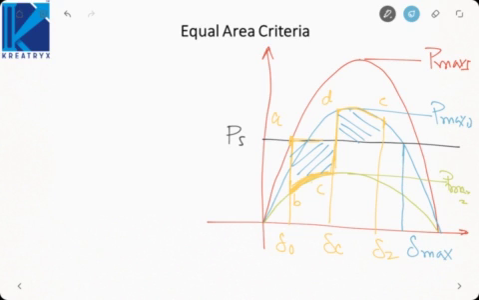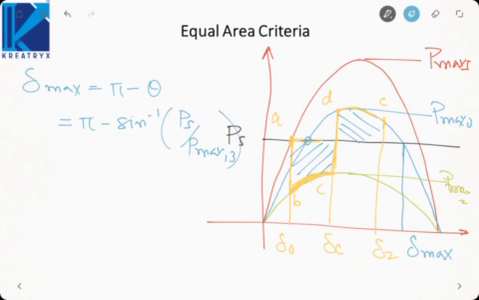Now what is this delta max? If you see, it will be pi minus, let us say, theta, where theta is the intersection of PS with the second curve. Okay, this will be my delta max.